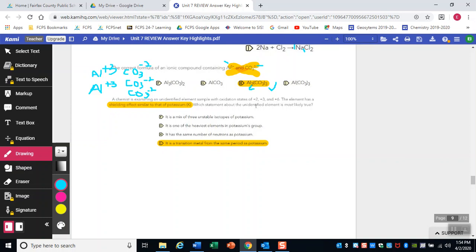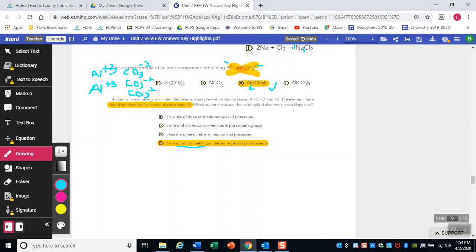have different oxidation states? What are the metals that can be +2 or +3 or +6? Those are our transition metals, okay?